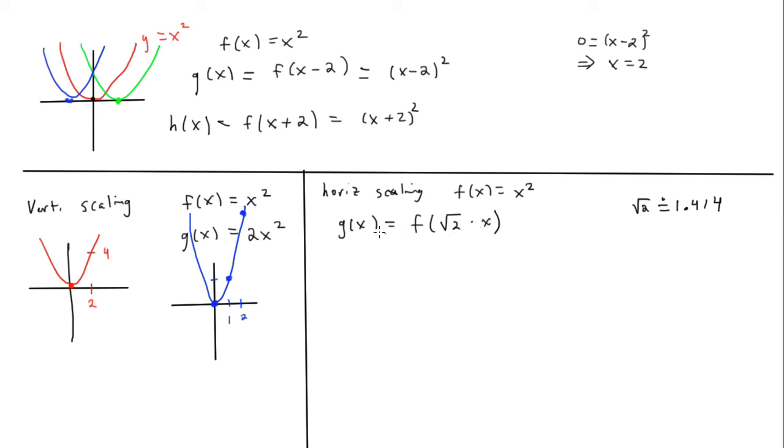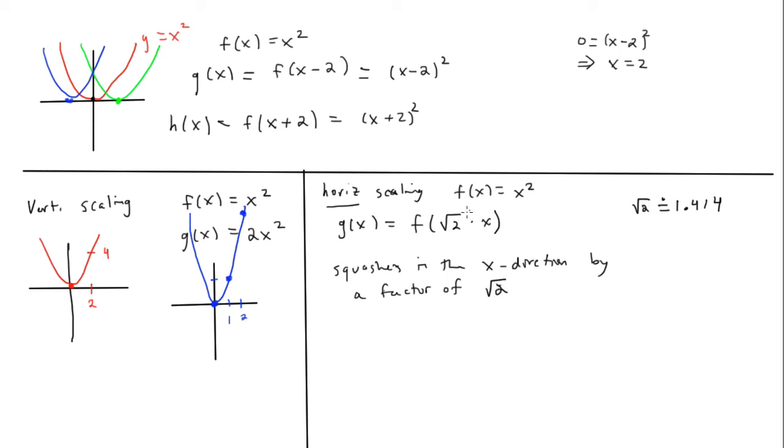But again, what was the moral of the story for horizontal stuff? Everything in the horizontal direction is backwards what you'd think. So multiplying by square root of 2, or about 1.414, is actually going to shrink the graph in the horizontal direction. Okay, so this squashes in the x direction by, in this case, a factor of the square root of 2.